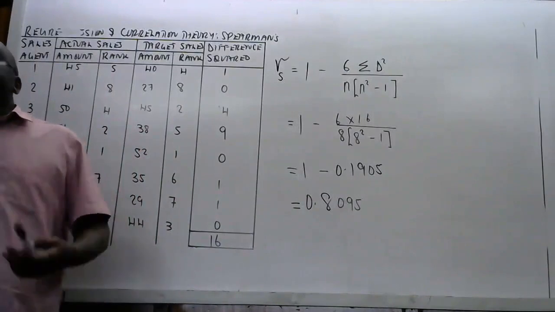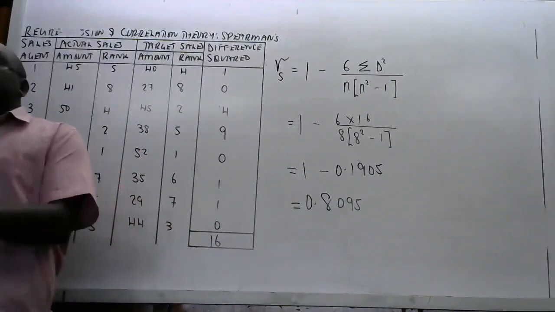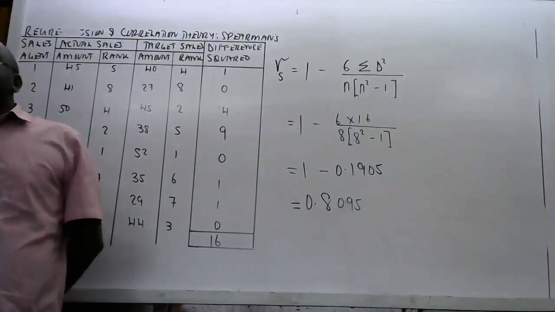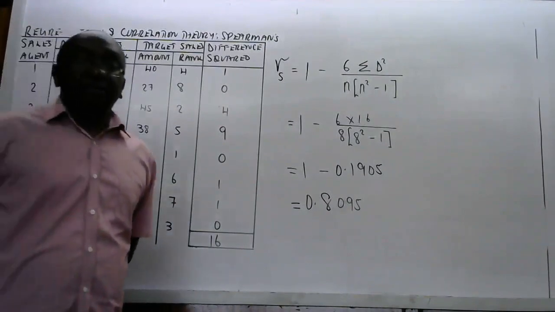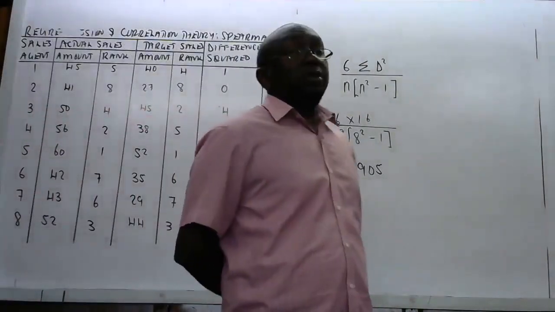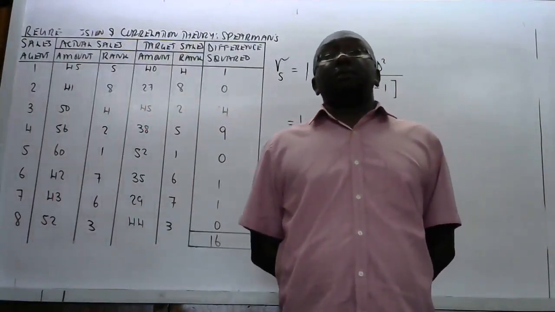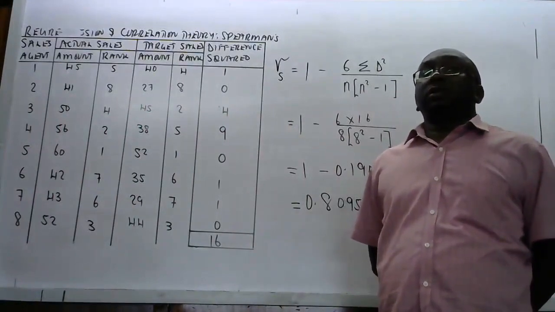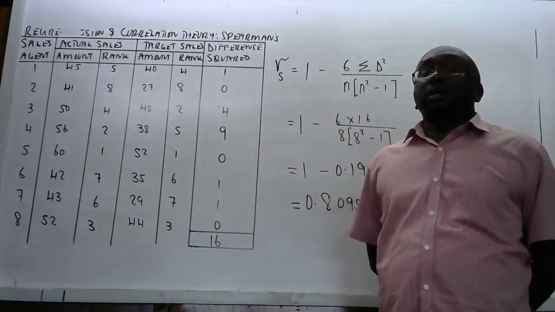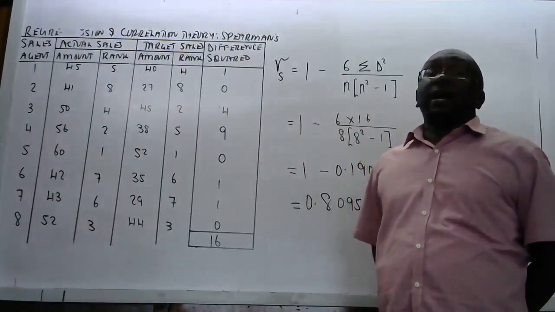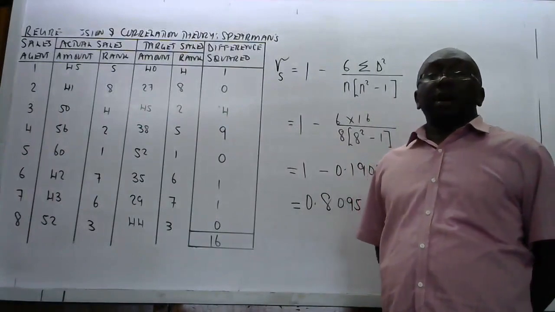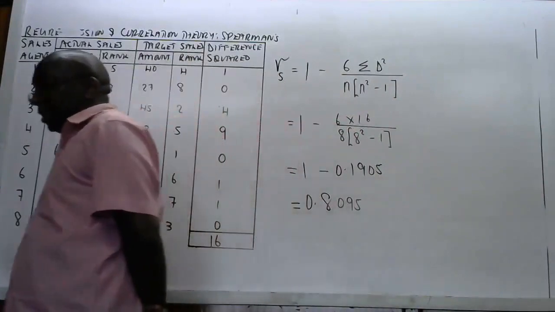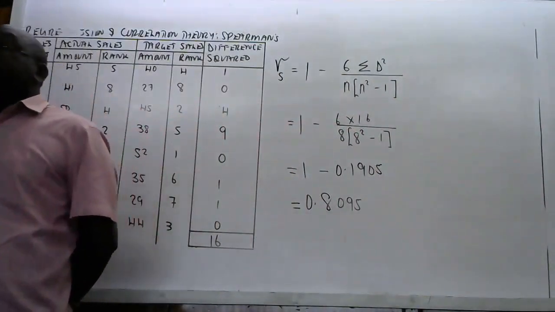The interpretation is, you see now this is close to 1, the closer to 1, the stronger the relationship. So now that will say this shows a very strong relationship between target and actual sales in the above case.